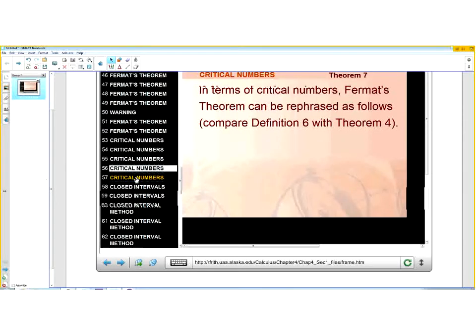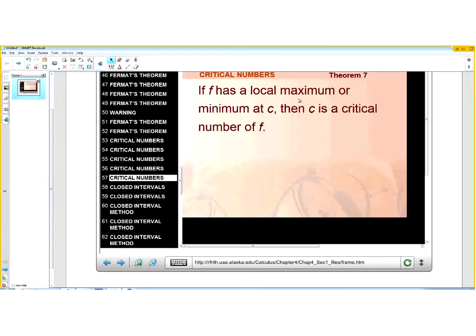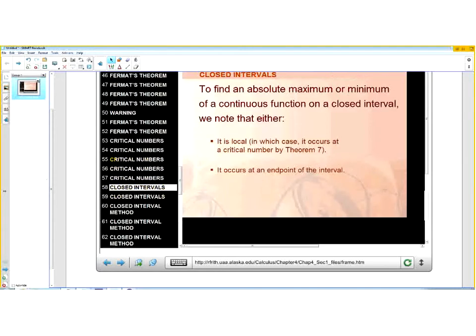Let's see, we have this note: if f has a local maximum or minimum at x equals c, then c is a critical number. That's the essence here. So we have this theorem: if you have a local max or a local min, then the derivative of the function at that particular value of c will be 0. Sorry, the derivative at the local min or local max will be 0.